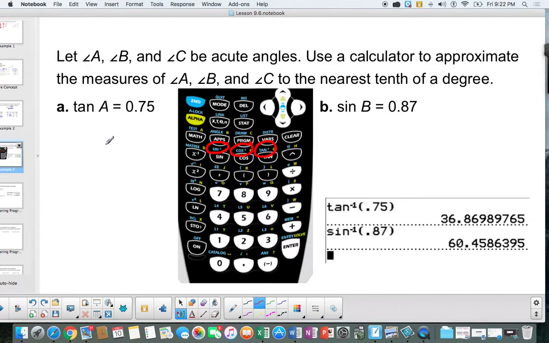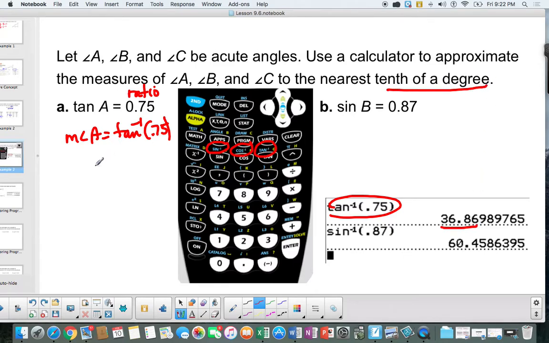All right, so how does that look? Well, here's our ratio, and we're going to say that the measure of angle A is equal to tan inverse. This will tell the calculator to give us an angle, and I've done it right here, and the angle it's given is right here. We want to round to the nearest tenth of a degree, so that's approximately 36.9 degrees.